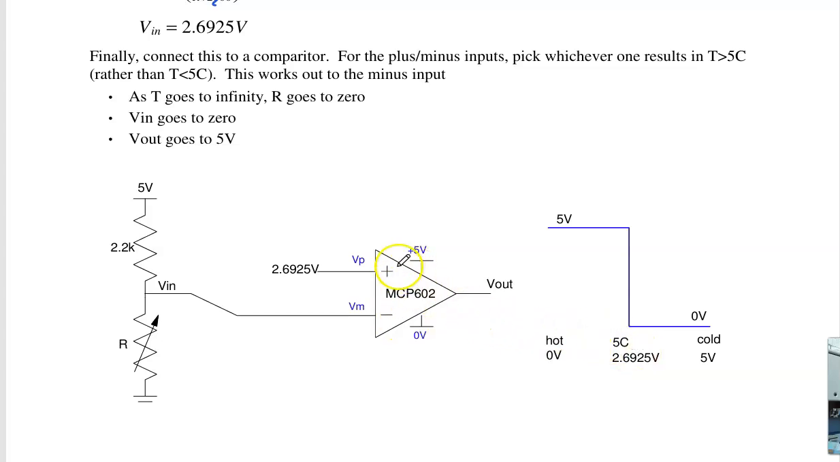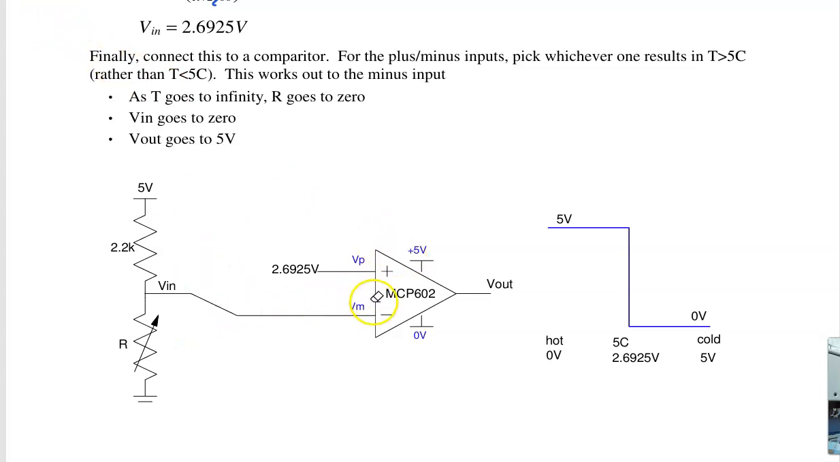In terms of plus or minus, as temperature gets really hot, I want the output to be high. So when this is really hot, R goes to 0 and the voltage goes to 0. If I connect to the minus input, then V plus is more than V minus, and I get the right answer, 5 volts out. If I get it wrong, I just flip the plus and minus.